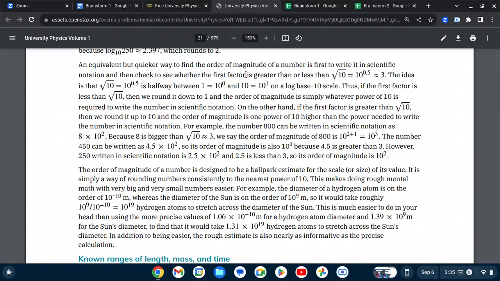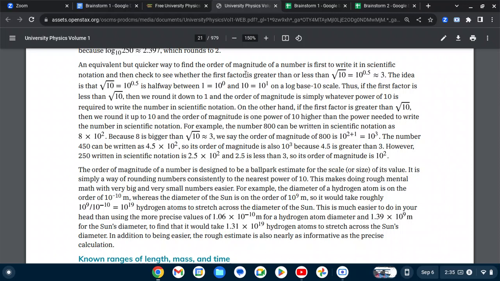The number 450 can be written as 4.5 times 10 squared. So its order of magnitude is also 10 to the 3 because 4.5 is greater than 3. However, 250 written in scientific notation is 2.5 times 10 to the 2. And 2.5 is less than 3, so its order of magnitude is 10 to the 2. The order of magnitude of a number is designed to be a ballpark estimate for the scale of its value. It is simply a way of rounding numbers consistently to the nearest power of 10.